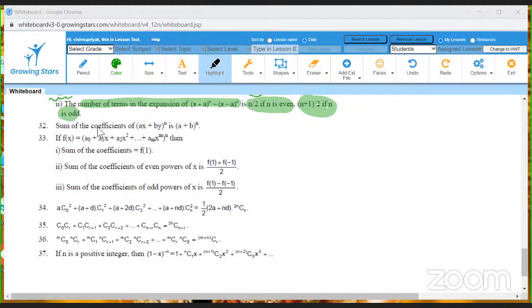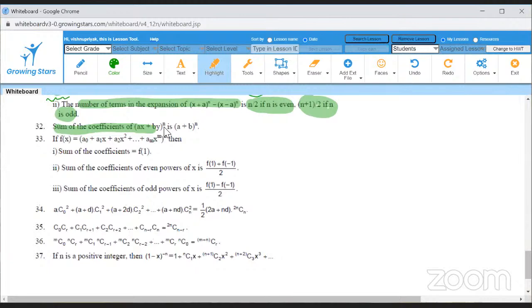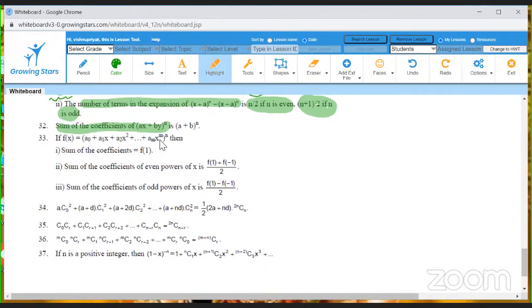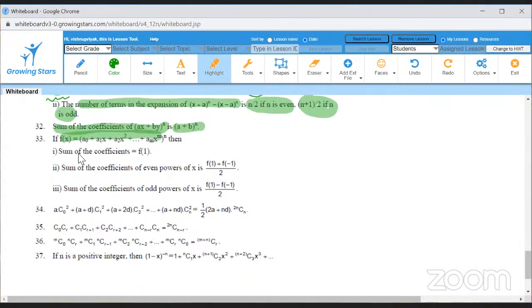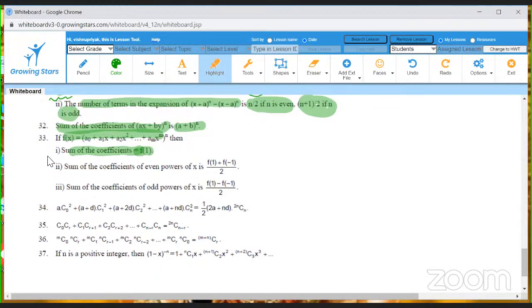Sum of coefficients of (ax plus by) whole power n will be (a plus b) whole power n. Then if f of x is given, sum of coefficients is f of 1. If f of x is this expansion, sum of coefficients will be f of 1.